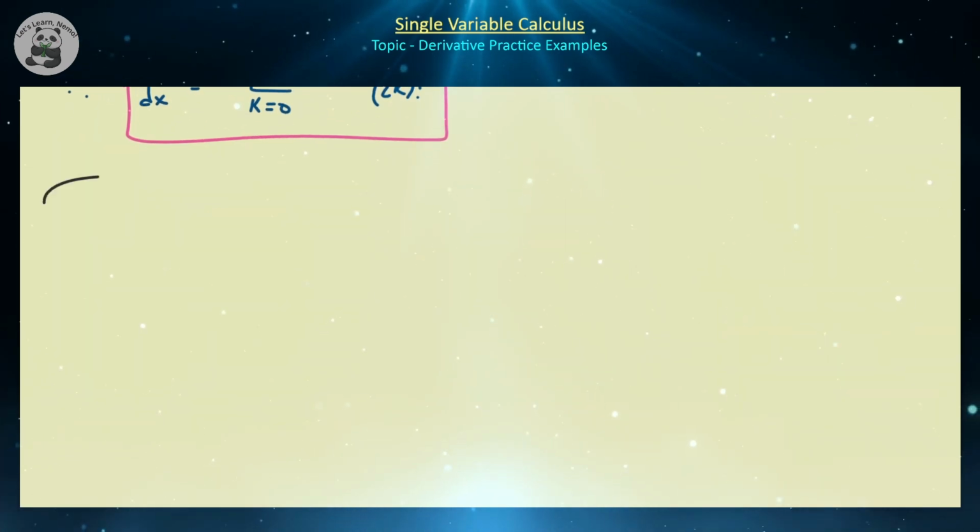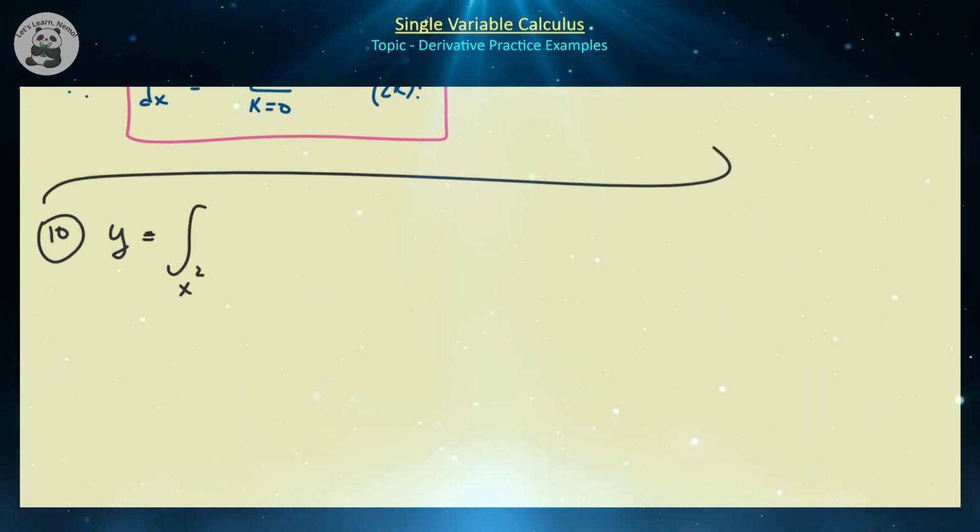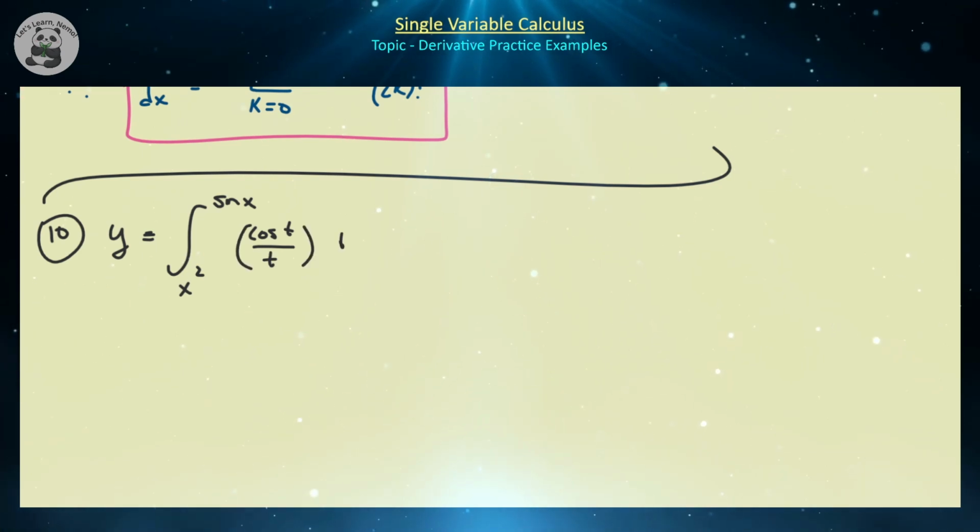Now, let's look at our last example, which is in terms of integrals, which are sometimes referred to as anti-derivatives, which are used for finding areas under curves, and several other things. So let's do the integral from x squared to sine x of the function cosine of t divided by t dt.